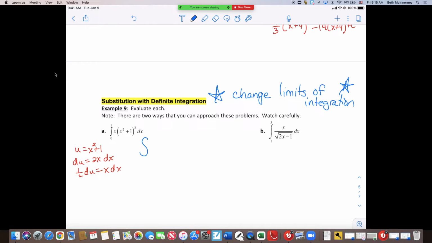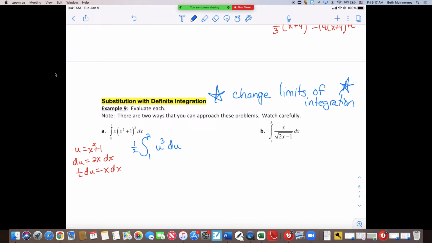I just heard it. 1. What would be my upper limit? 2. Then I've got my 1/2 out front, u cubed du. So let me go through that one more time. When you have a definite integral and you use u substitution, you have to change your limits of integration. You go to your u statement, plug in x as the lower limit: 0 squared plus 1 is 1, 1 squared plus 1 is 2.